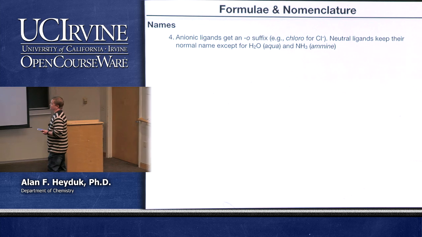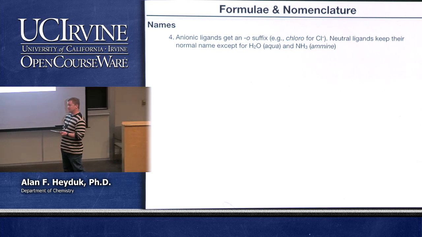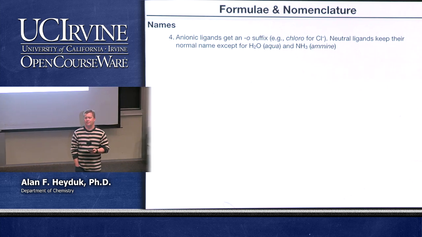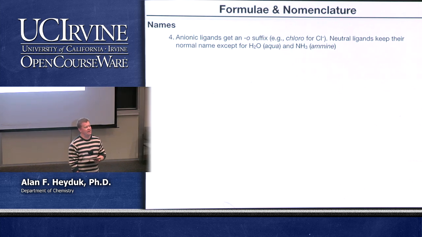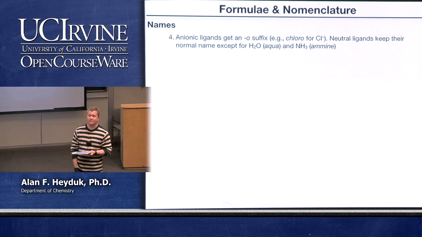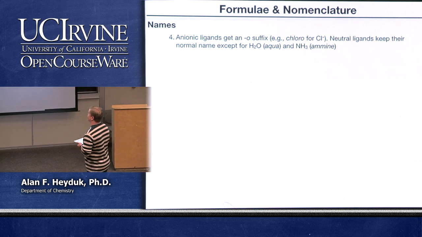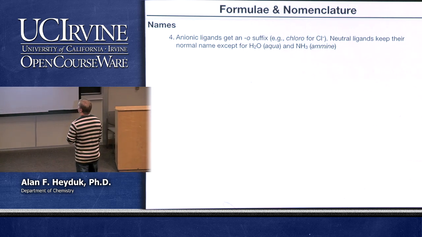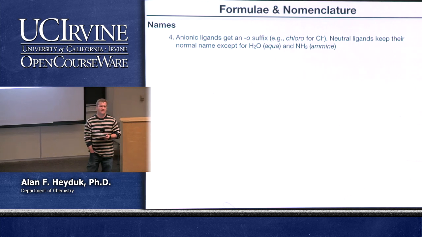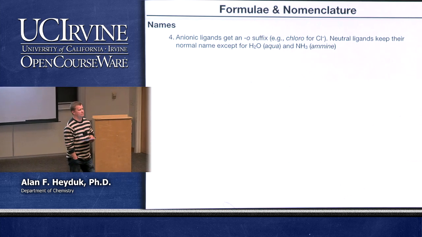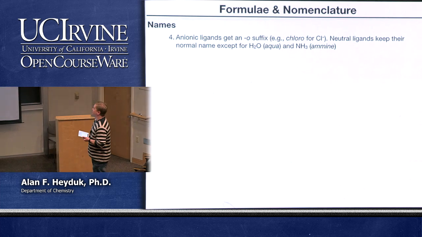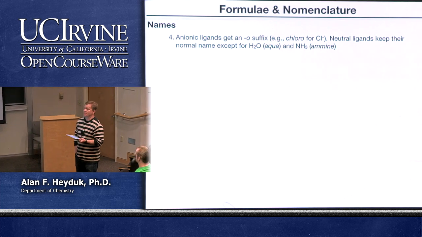Number 4, anionic ligands get an O suffix. So every time you hear me say chloride up here, you should scoff at me and say, you're wrong. It's not a chloride ligand, it's a chloro ligand because it's an anionic ligand and it gets an O suffix. Neutral ligands keep their normal names except for a few isolated examples where we have to trick you and have special names. So it's not a water ligand, it's an aqua ligand. It's not an ammonia ligand, it's an ammine ligand.